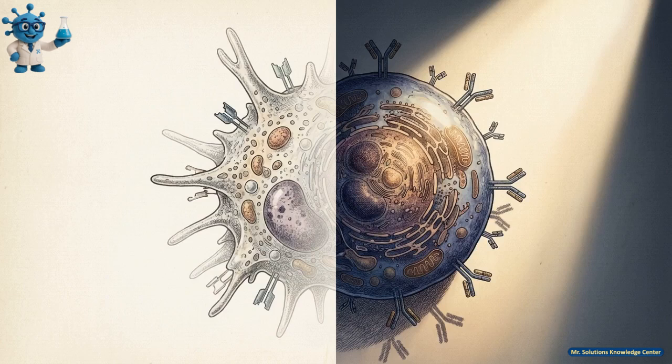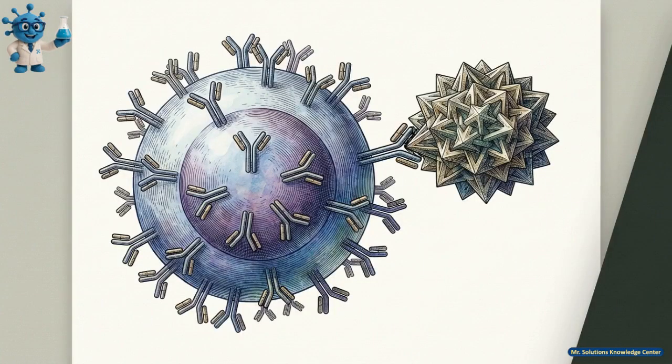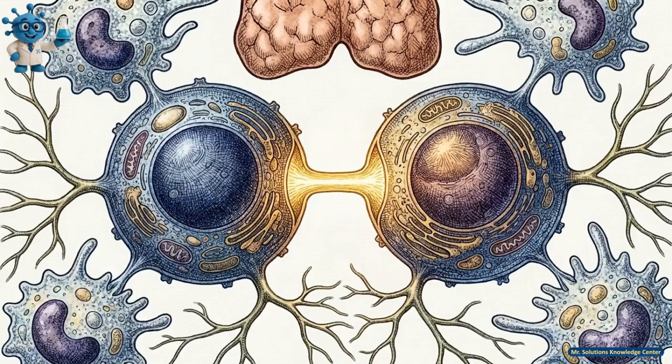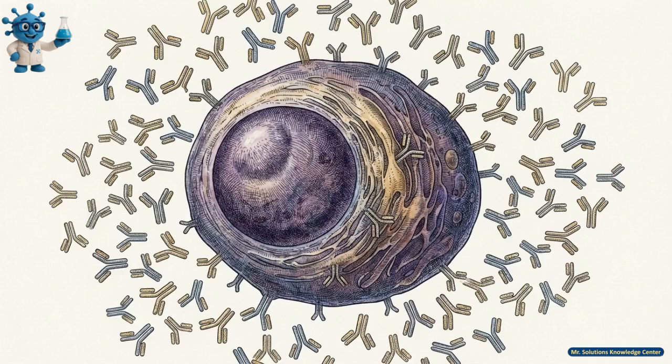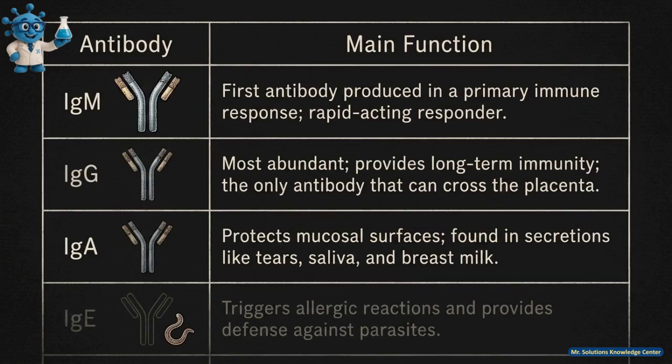The second adaptive branch, humoral immunity, is mediated by B lymphocytes. When a B cell recognizes an antigen and receives a signal from a helper T cell, it proliferates and transforms into a specialized plasma cell. Plasma cells secrete antibodies that neutralize toxins and physically prevent viruses from entering host cells. There are 5 major classes of these immunoglobulins, each with a specific role in systemic defense.